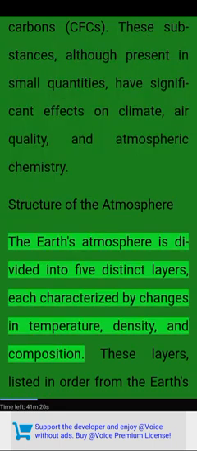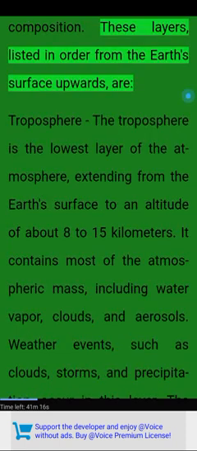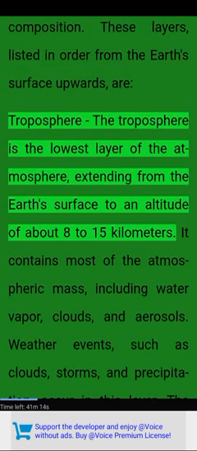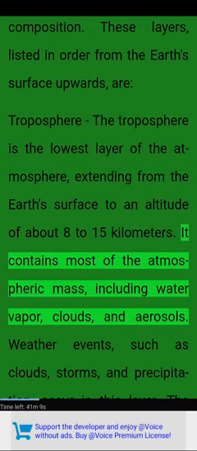Structure of the atmosphere. The Earth's atmosphere is divided into 5 distinct layers, each characterized by changes in temperature, density, and composition. These layers, listed in order from the Earth's surface upwards, are: troposphere. The troposphere is the lowest layer of the atmosphere, extending from the Earth's surface to an altitude of about 8 to 15 kilometers. It contains most of the atmospheric mass, including water vapor, clouds, and aerosols.